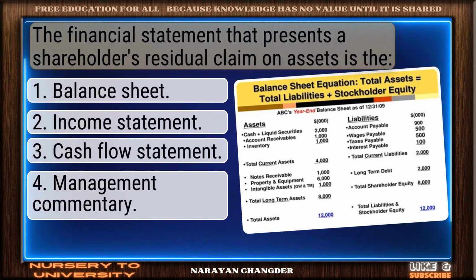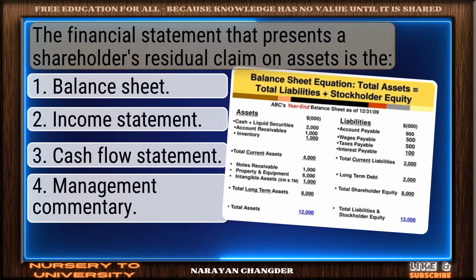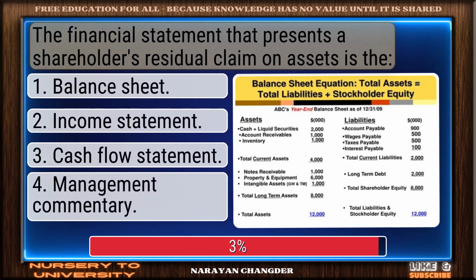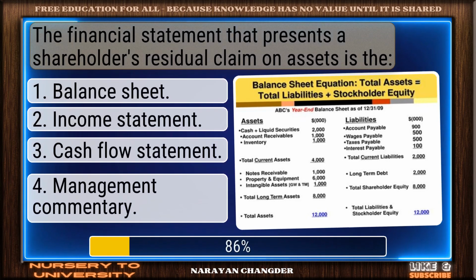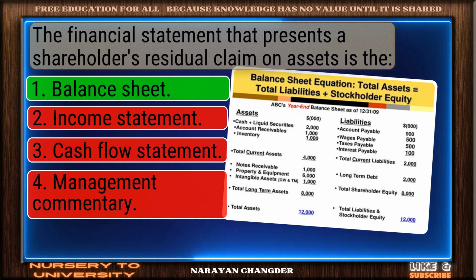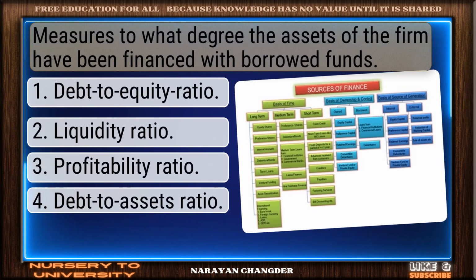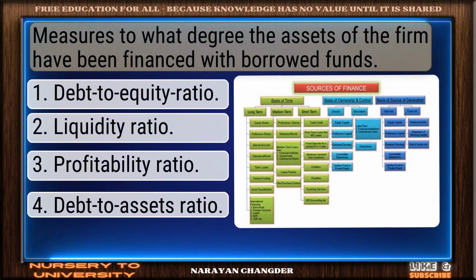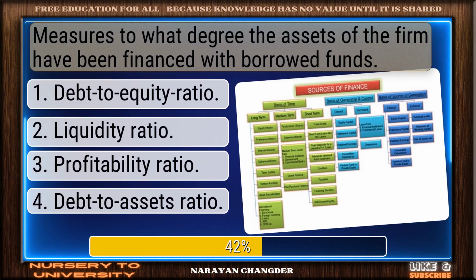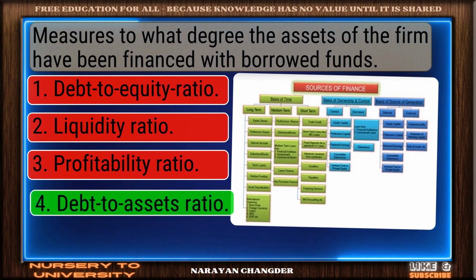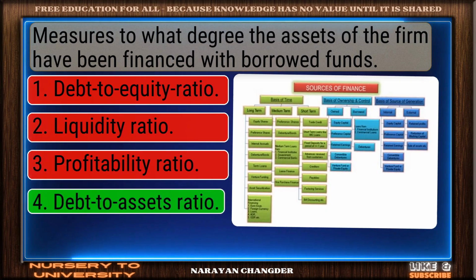The financial statement that presents a shareholder's residual claim on assets is the. Excellent. Balance sheet is a brilliant choice. Measures to what degree the assets of the firm have been financed with borrowed funds. You're right. Debt to assets ratio is the correct answer.